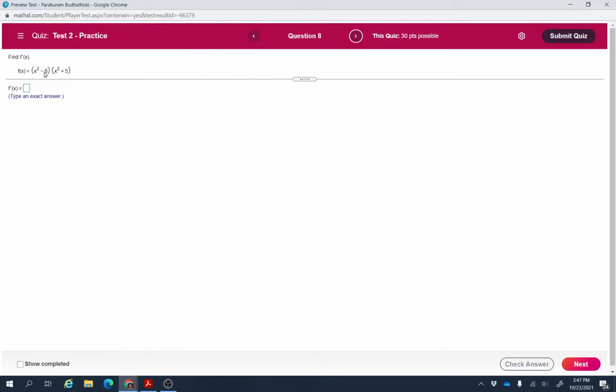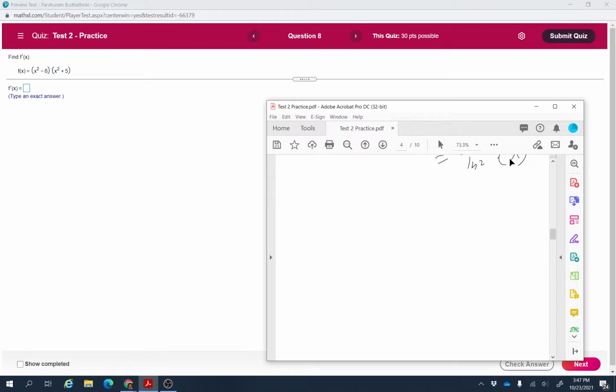Okay, so find the derivative. Either you can use the product rule here, or you can just multiply them first and then find the derivative. That's up to you. You have to type an exact answer, so either way is fine for me. This is number 8. I'm going to use the product rule. The derivative of this function is the derivative of the first one, which is 2x, leave the second one, which is x squared plus 5, plus leave the first one, times the derivative of the second one, which is 2x.